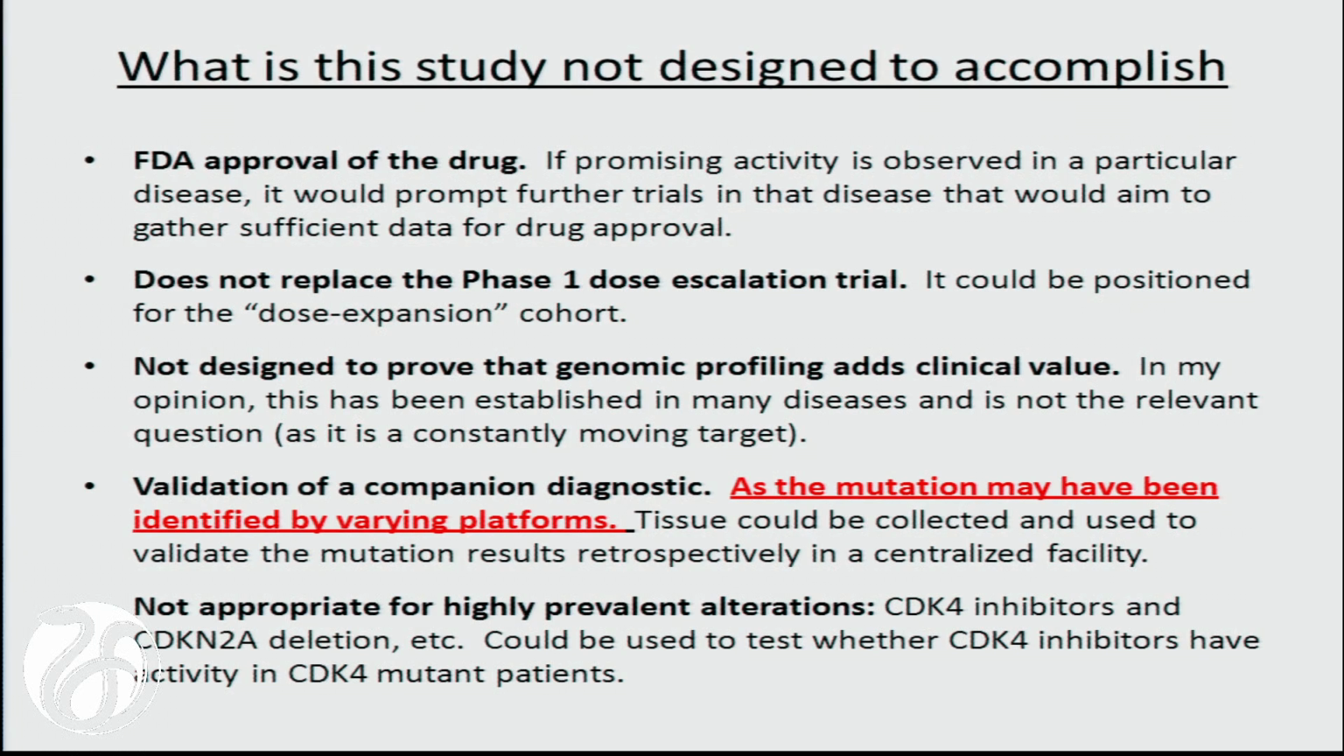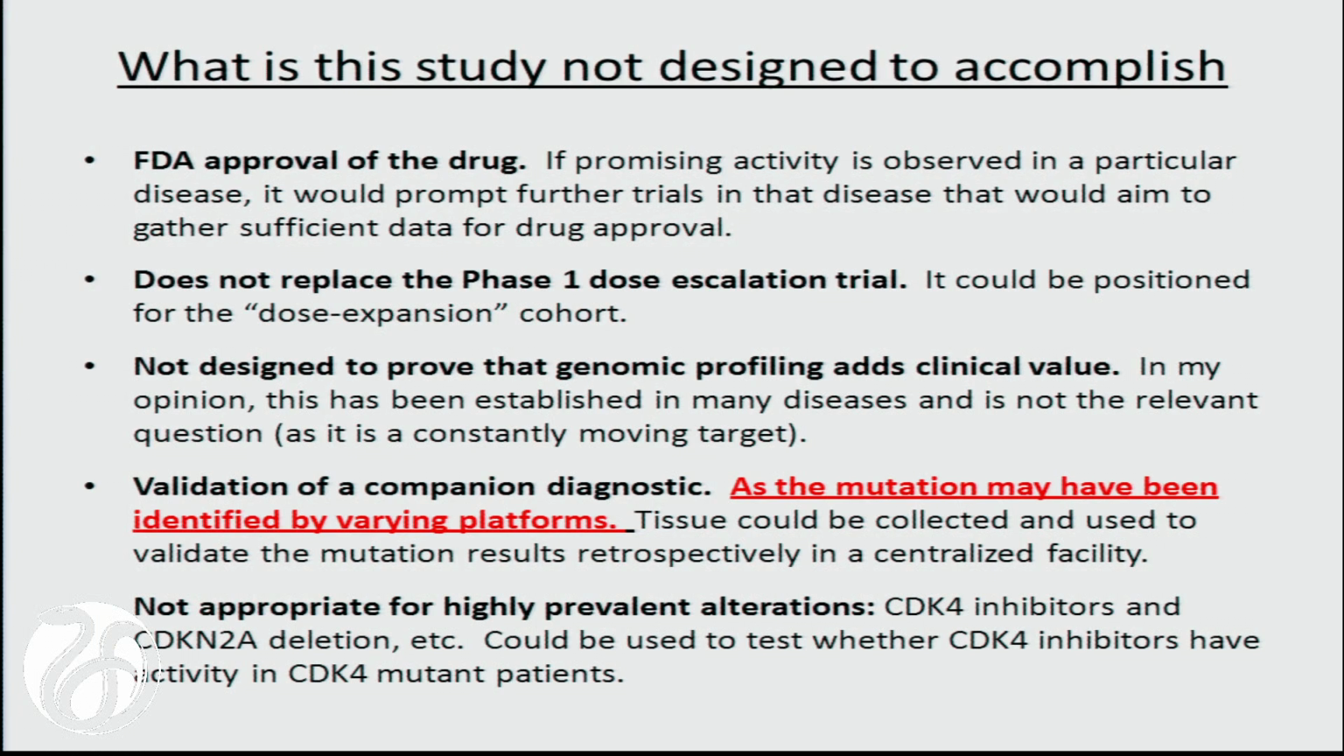It wouldn't be designed to lead to FDA approval of the drug. It's not going to replace phase 3 studies or even definitive phase 2s in a particular disease cohort. It doesn't replace phase 1 trials. These are studies that we're probably going to be doing at the designated phase 2 dose level. It's not designed to prove that genomic profiling adds clinical value. I think we've already shown this in many cancers. I don't think it's worthwhile to keep showing that again and again, and it's a constantly moving target, because every time you get a new biomarker approved, you have to show it again in the tumors that are left. I don't think that makes a lot of sense.